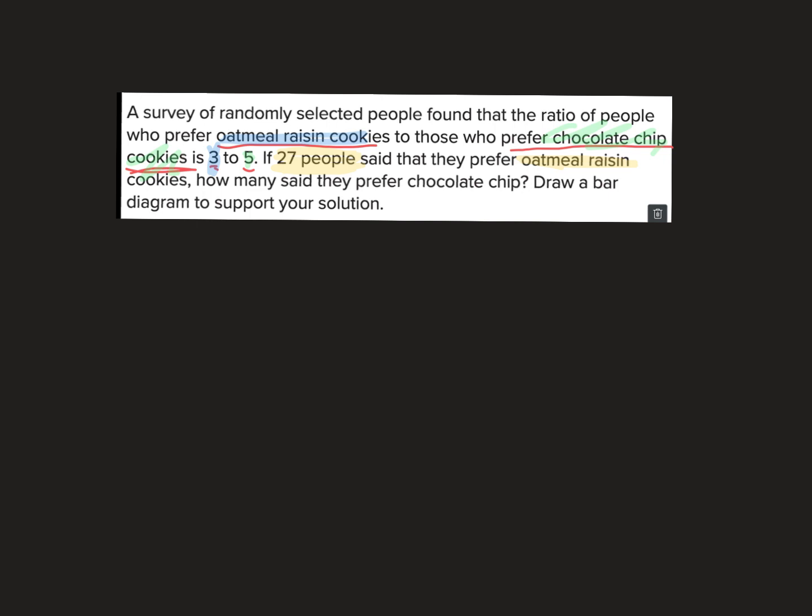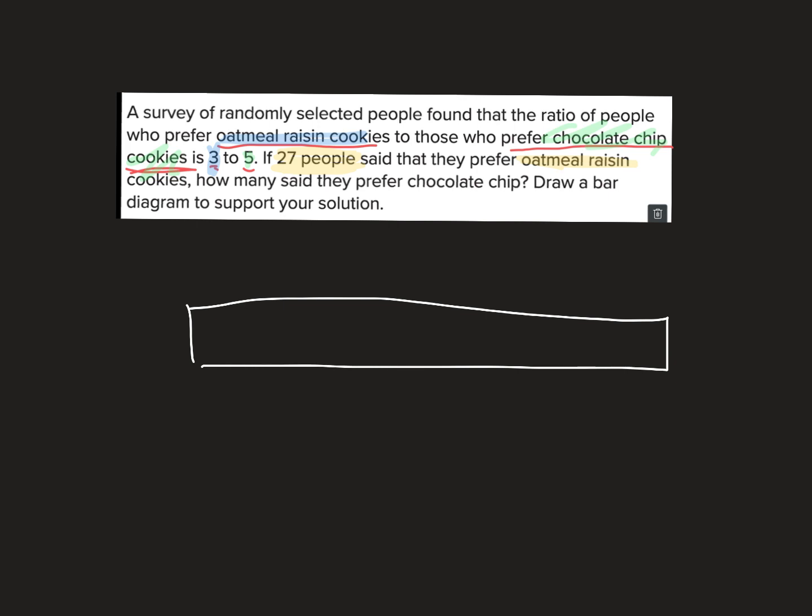Okay, let's draw our bar diagram. Again, the bar diagram represents the entire picture. Therefore, it represents all of the cookies. Okay, but we aren't looking at all the cookies. We are looking at oatmeal raisin cookies to chocolate chip cookies. So we have 3, okay, that like oatmeal raisin, and we have 5.